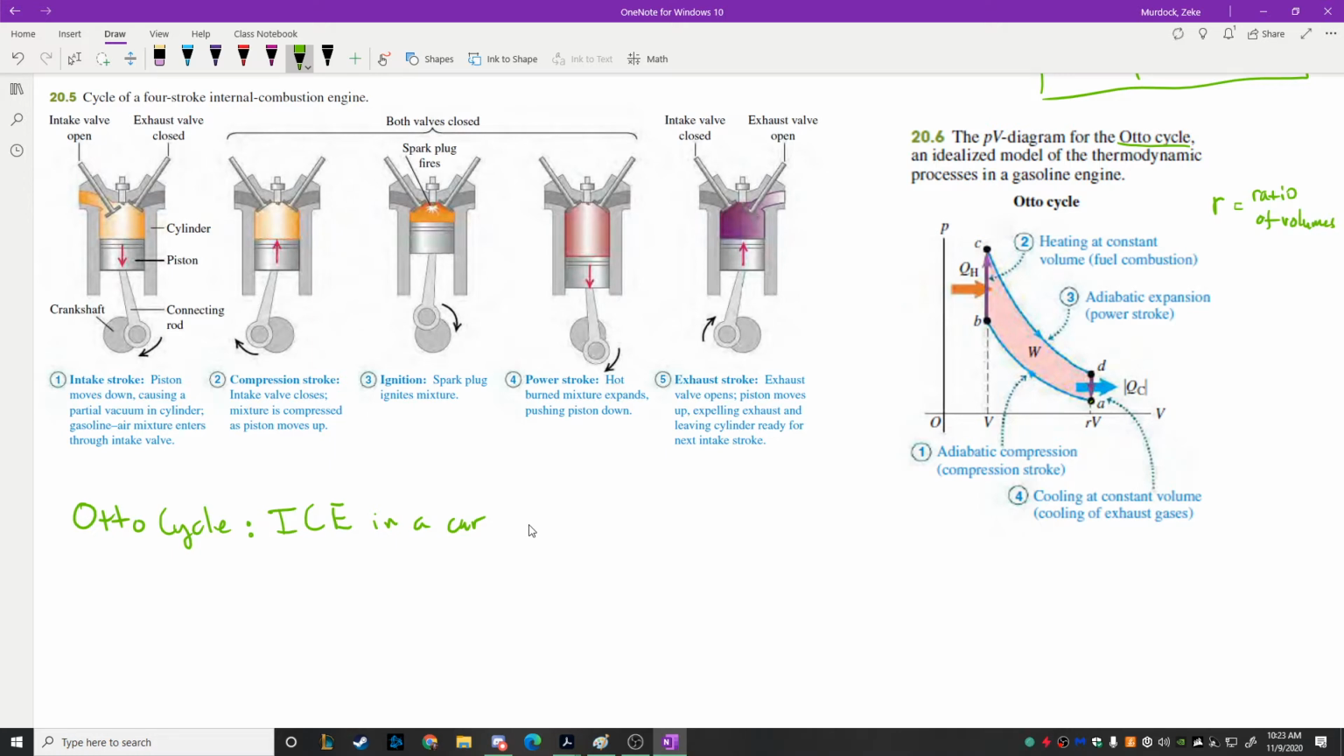So this is AB right here on our picture. So what happens to the pressure? The pressure goes up, right? The volume decreases along this line. And this is an adiabatic compression.